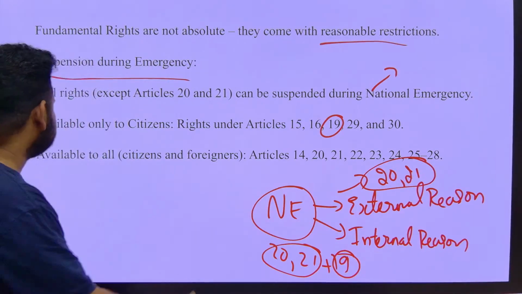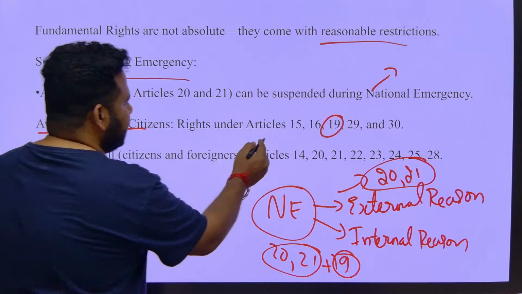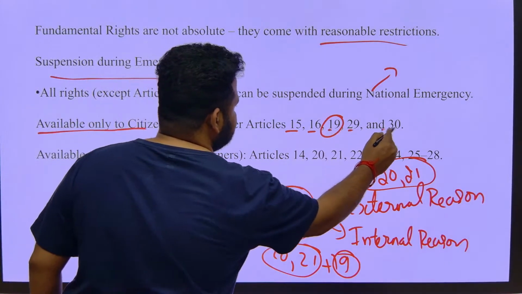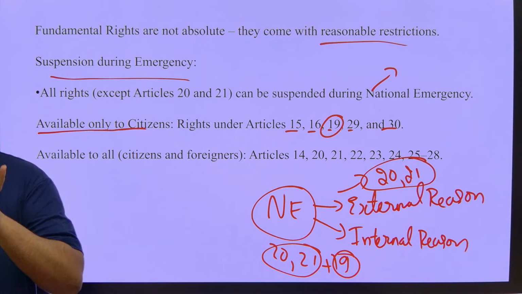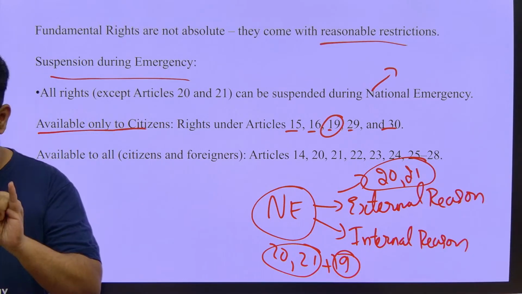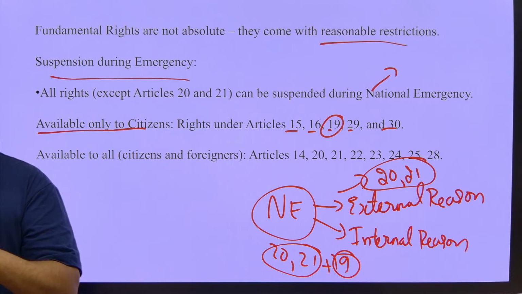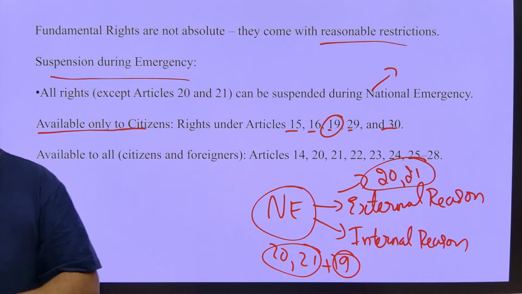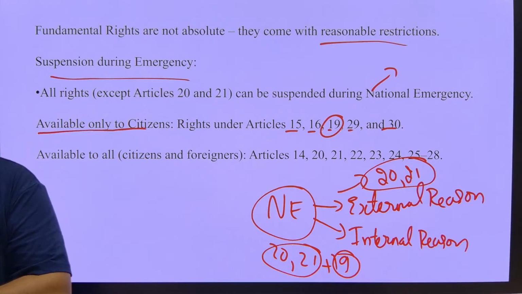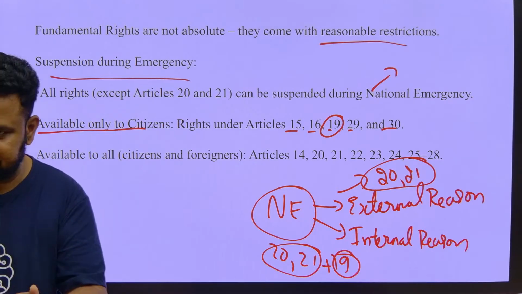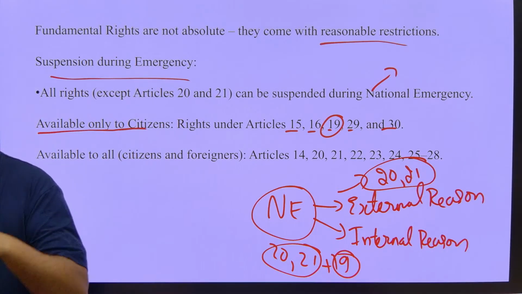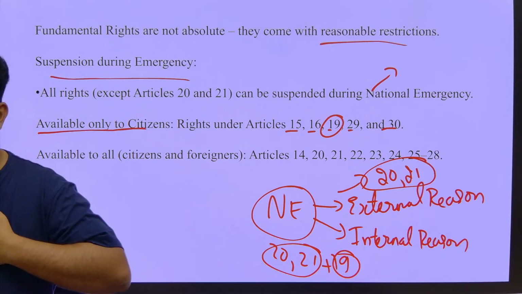Next thing is rights available only to citizens: rights under Article 15, 16, 19, 29 and 30. That means these are not available to foreigners. Article 15 is prohibition of discrimination. This is available only to citizens. That means you can discriminate between Indians and foreigners. When it comes to any place, that kind of discrimination is allowed. So Article 15 is available only to citizens.